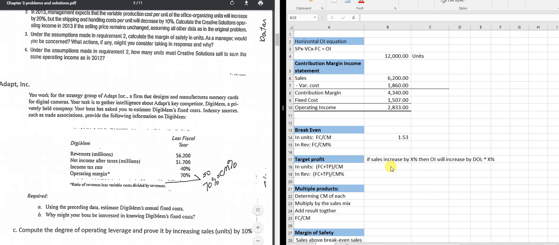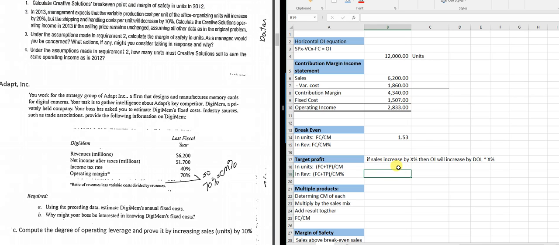So let's prove this, and let's say we're going to increase sales by 10%. So right here, our operating income ought to increase by 15%. Or more specifically, 15.3%, okay?